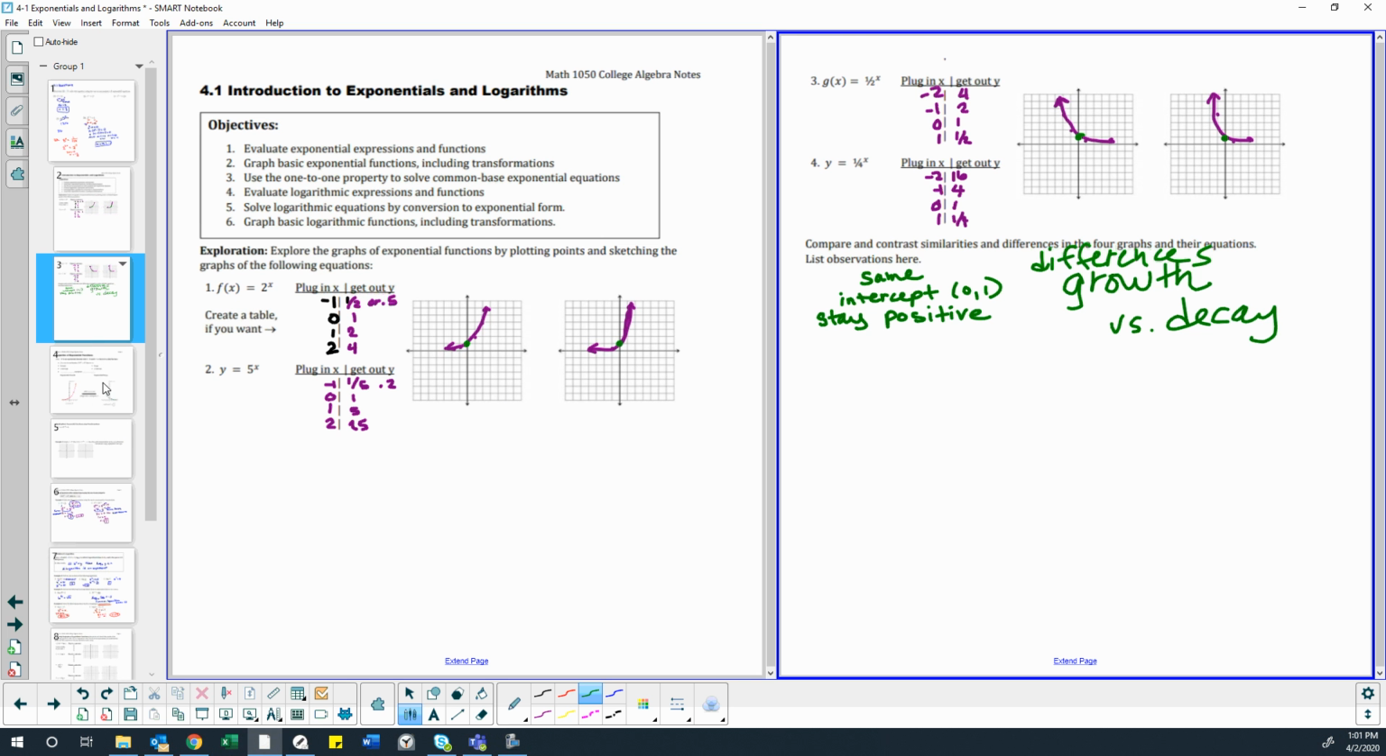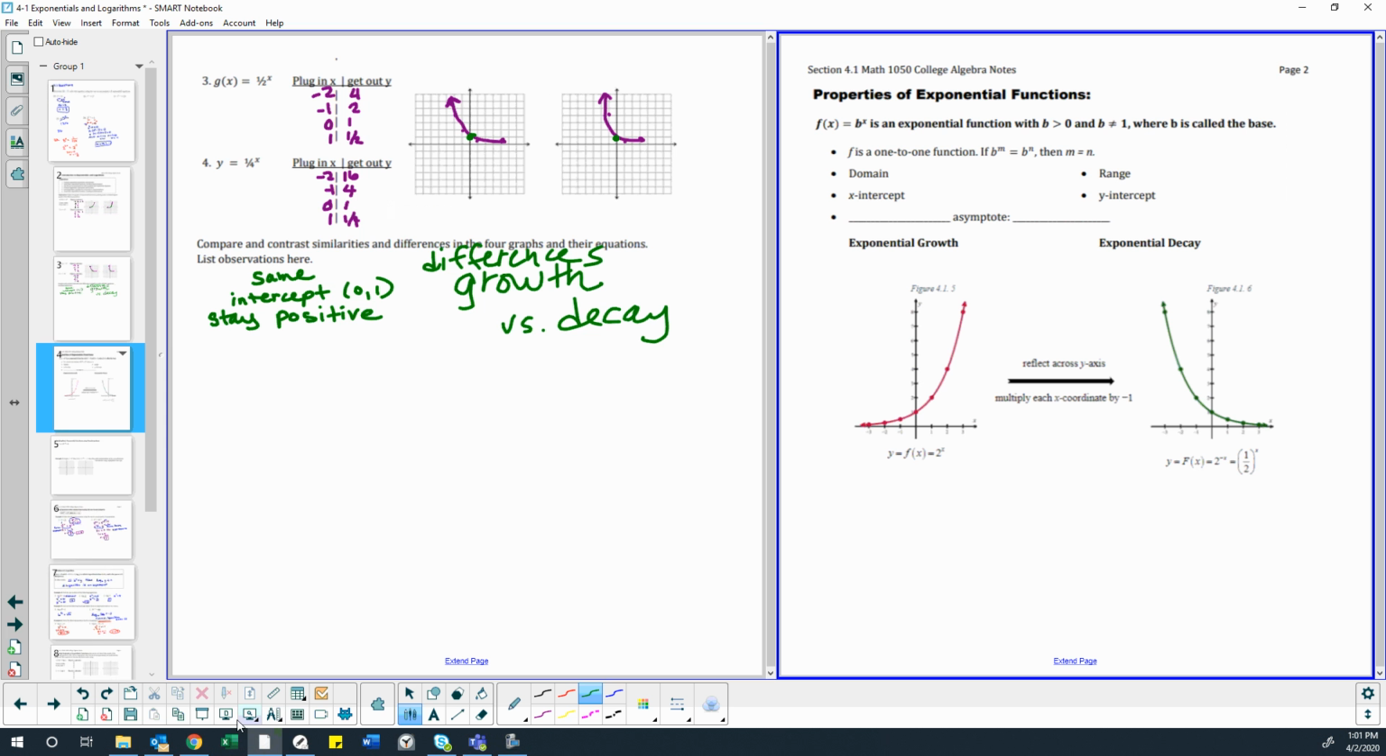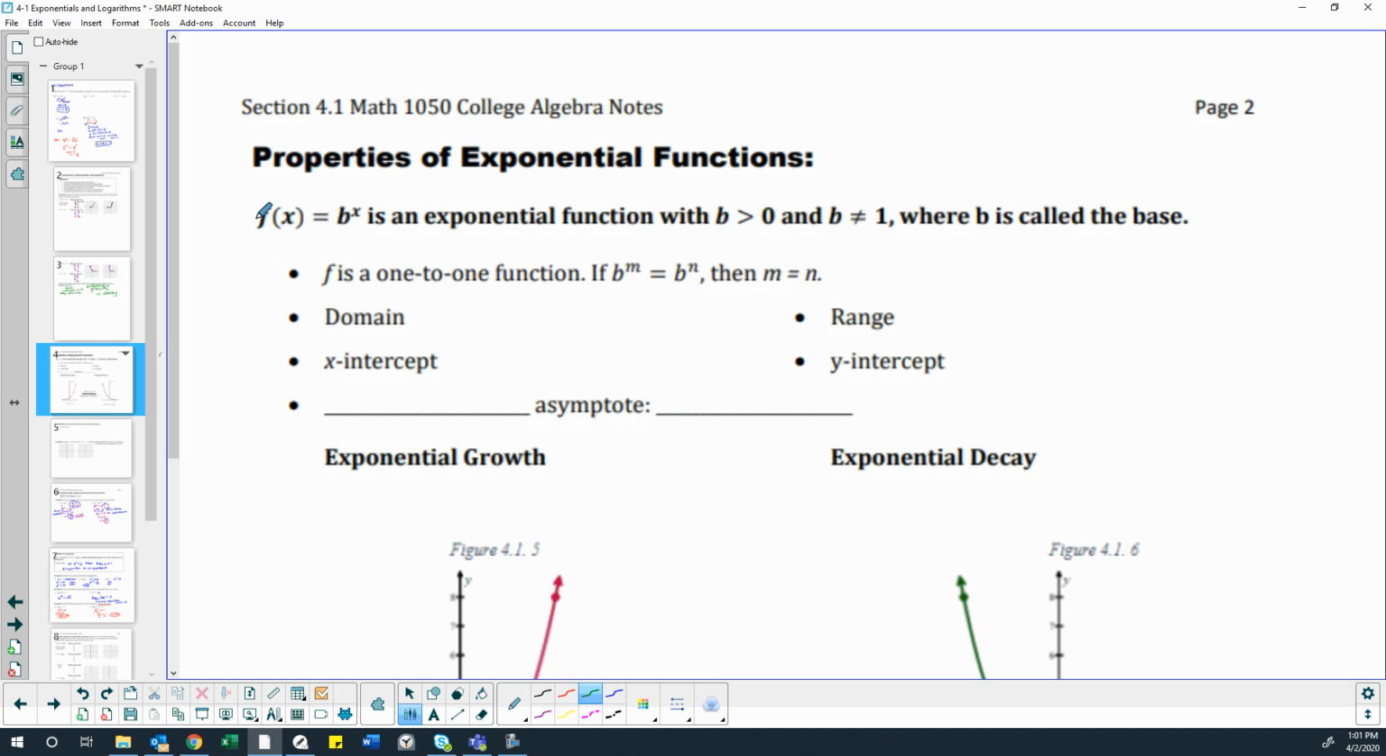Okay, let's put this all together. That was exploration. I'm going to go back to a big screen. So f of x equals b to the x power. That's an exponential function with b greater than 0, so our base is always a positive number. And b is not equal to 1. It makes no sense to have a base that's 1 because 1 to any power just keeps staying 1. f is a one-to-one function, meaning that every x value is connected to a y value that is unique. If b to the m power equals b to the n power, then m equals n.